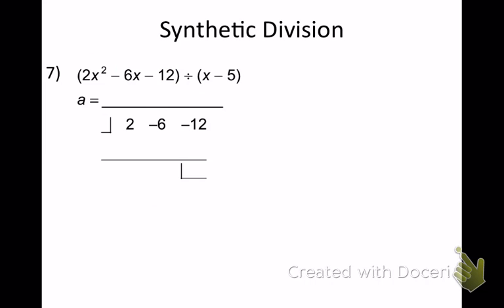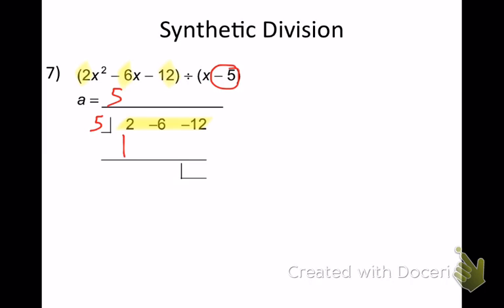So number 7. I have 2x squared minus 6x minus 12 divided by x minus 5. So 5 would be the one in the box there, correct. So it's going to be the opposite of that. It says x minus 5, so it's going to be positive 5. So a equals 5. Notice I have my coefficients down here: 2, negative 6, negative 12.